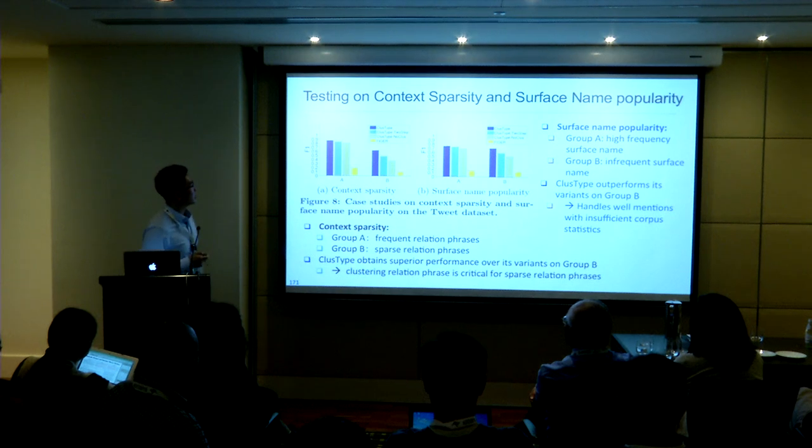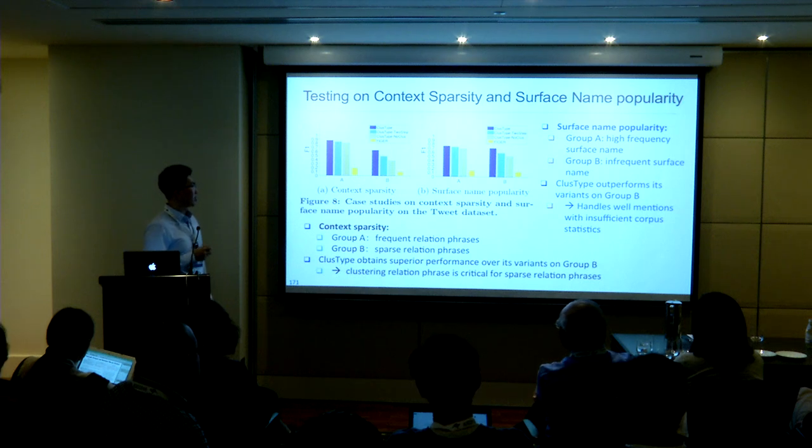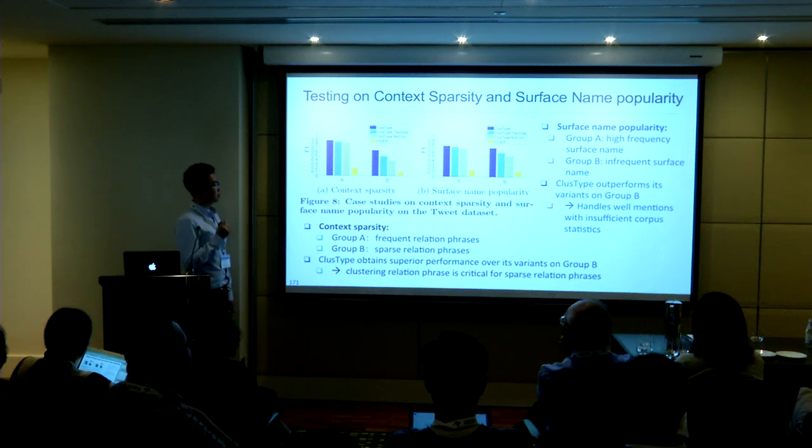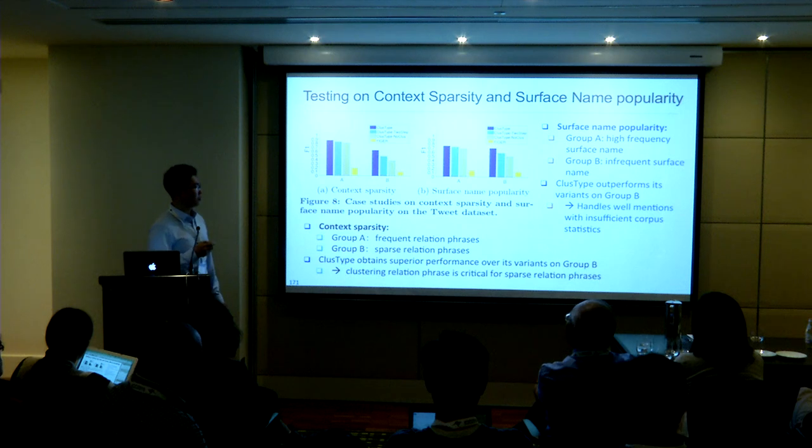So this case study we have done is trying to look specifically at how much performance gain we can have if the context sparsity issue is really severe in this data set. And also, what if the surface name ambiguity is also a very severe problem? So we have two query groups.